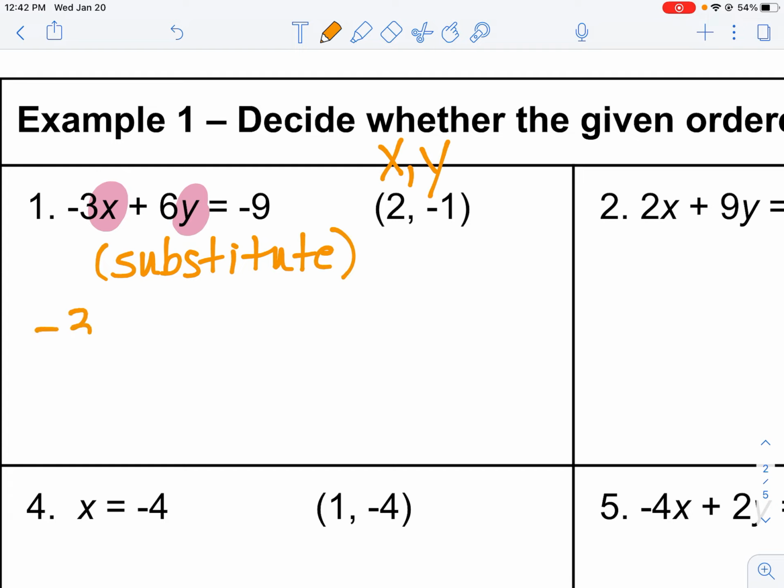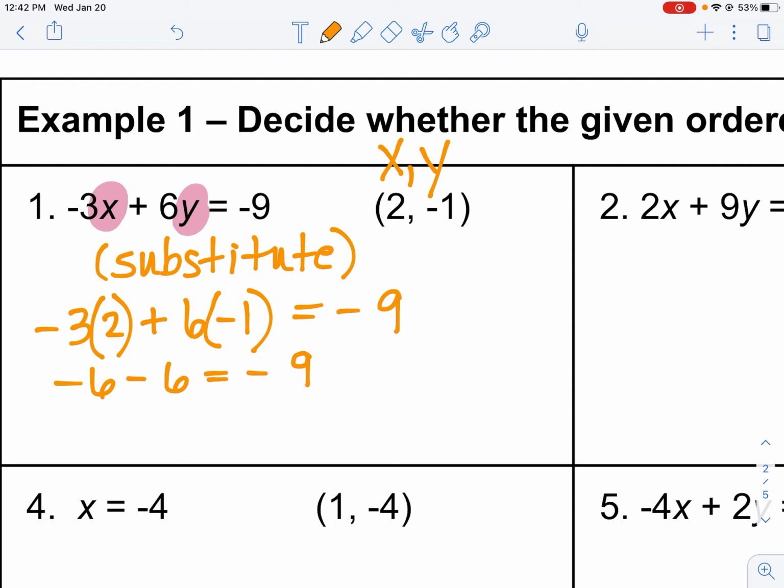And when you do that, you get -3 times 2 for the x value plus 6 times the y value, which is -1. And we are looking for a solution of -9. But again, we're deciding whether the given ordered pair works or not. So when you work this out, it may equal or it may not be equal. So we get -6 minus 6 equals -9, and -6 minus 6 is -12. -12 does not equal -9, so the answer is no. It is not a solution.